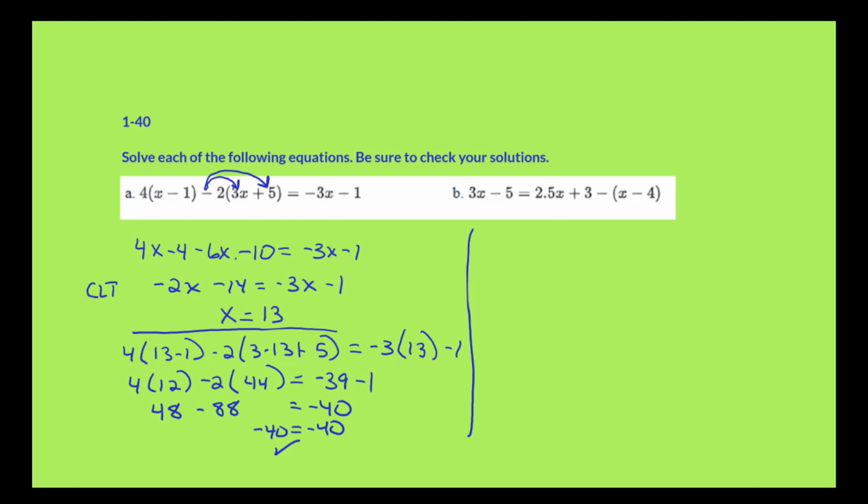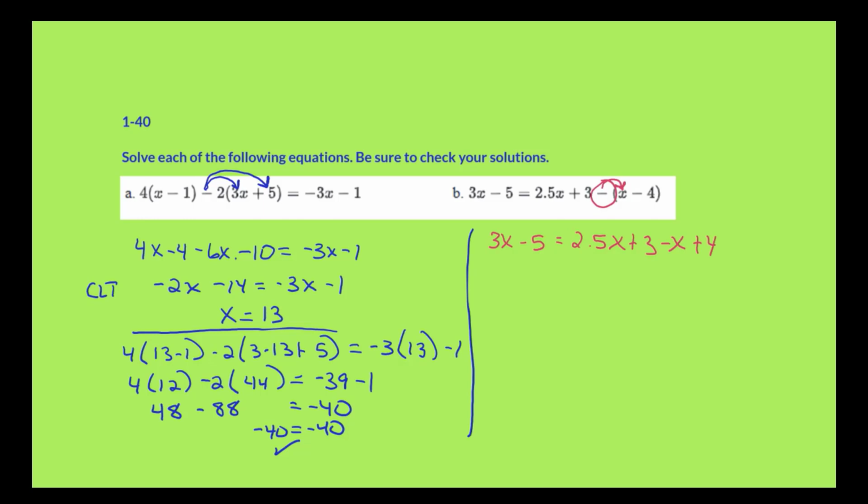All right. So now what I'm going to do is the same thing. 3x minus 5 equals 2.5x plus 3 minus x minus 4. Now, to do that, I'm going to go ahead and distribute what I can distribute. And the only thing I really need to distribute here is this negative. So equals 2.5x plus 3. Well, it's got to be minus x. And then because it's a negative, it's going to be plus 4.